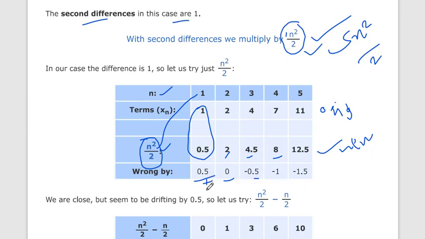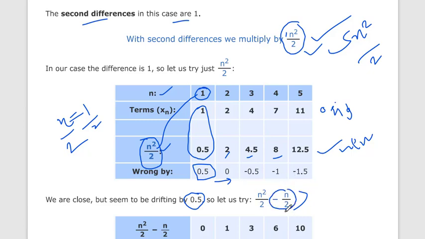So the difference is decreasing by 0.5. Now we have to adjust by 0.5. Here n is equal to 1, so if we want to add or subtract 0.5, what will we do? We divide by 2, 1 by 2, so we subtract n by 2. This is decreasing, so we have to subtract. If it were increasing, we would have to add.